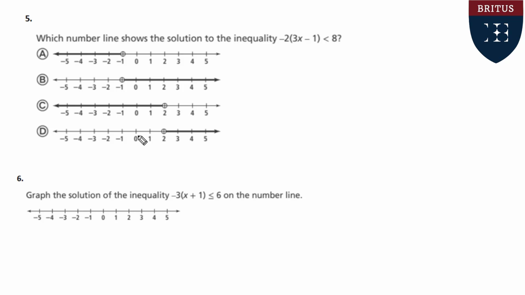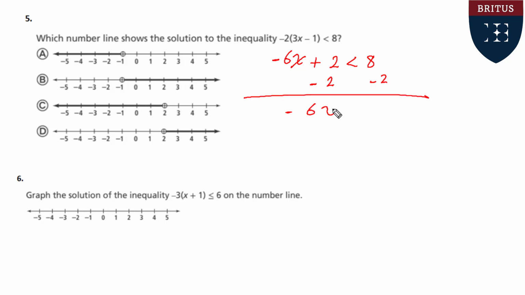To choose the correct graph, just solve the inequality. Negative 2 times 3x, negative 6x. Negative times negative, positive 2 times 1 equals 2, is less than 8. Just subtract 2 from both sides. We get negative 6x is less than 6. I will divide both sides by negative 6 and reverse the inequality sign. We get x is greater than negative 1.